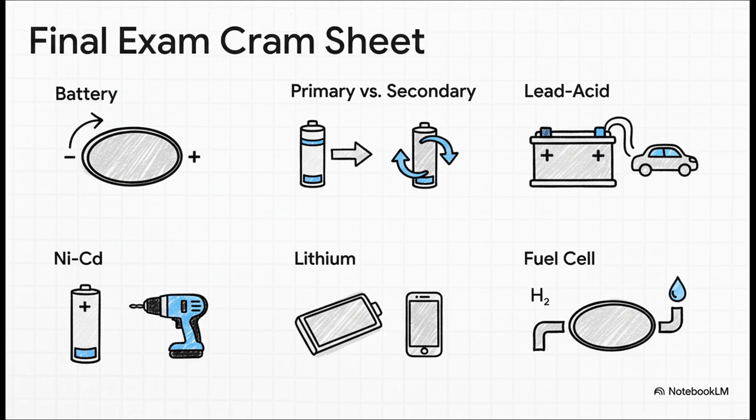Remember, primary versus secondary is just a one-way trip versus rechargeable. Lead acid is the heavy, high-current battery for cars. NiCad is the lighter, longer-lasting, but more expensive option. Lithium is the lightweight, high-energy density king for all our portable gadgets. And fuel cells, they aren't batteries. They're power generators that run on fuel. If you can explain the core parts, one key advantage, and one application for each of these, trust me, you are in great shape for the exam.